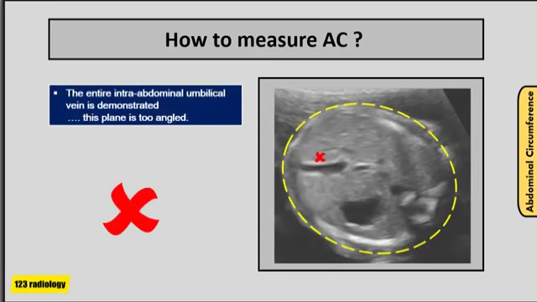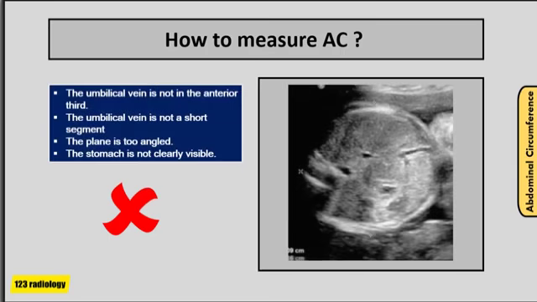This is an example of incorrect measurement of abdominal circumference. As you can see here, the entire intra-abdominal umbilical vein is demonstrated. This means that the plane is too angled, leading to incorrect estimation of abdominal circumference.